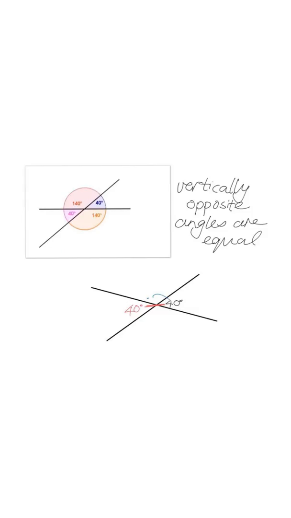The next type of relationship is opposite angles. Opposite angles are congruent, so they're equal to each other. For example, I have this angle at 40 degrees. The angle right across from it, its opposite, is also 40 degrees. In the image above, you can see that this angle is 140 degrees, and its opposite angle is also 140. This angle is 40 degrees, and its opposite angle is also 40 degrees.